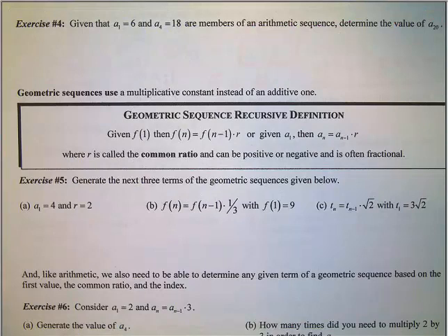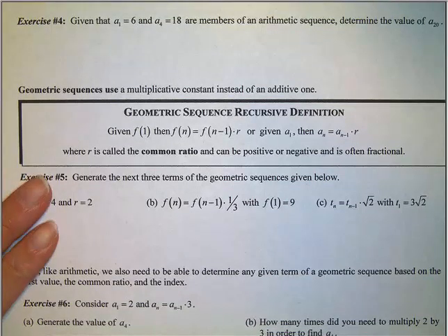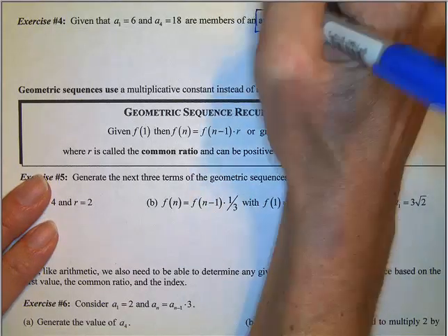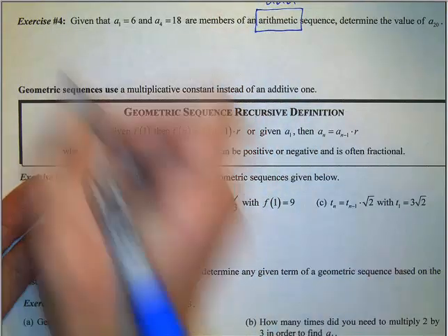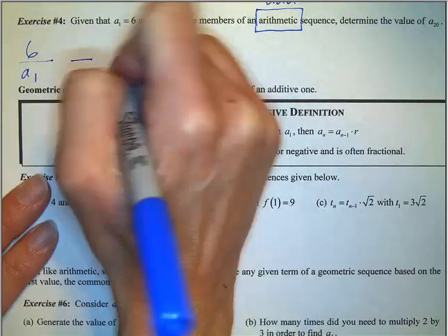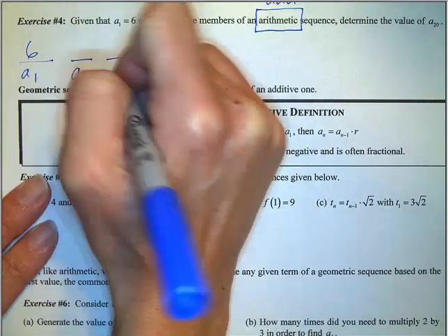So in exercise 4, given that a sub 1 is 6 and a sub 4 is 18, are members of the arithmetic sequence, so again we're adding, determine the value of a sub 20. The first thing we have to know is, are we adding or are we multiplying? Well, arithmetic means we're adding. So now we have the first term, which is 6. We don't have the second, we don't have the third, we do have the fourth, which is 18.